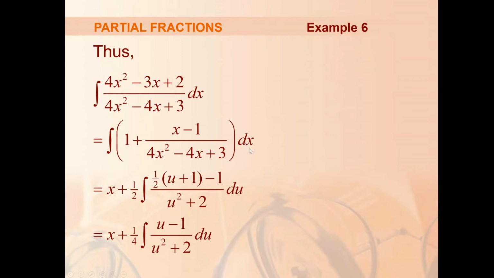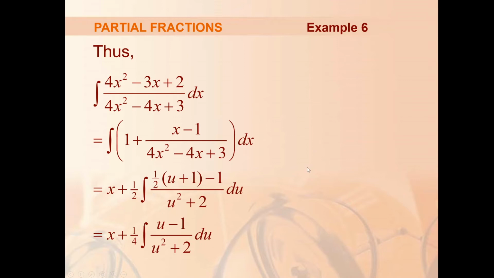And now for the rest of this, we just want to integrate it. The integral of 1 is x. And then the integral of this whole quantity here. Let's try to simplify it a little bit first. We have (u minus 1) over the quantity (u squared plus 2). So 1/2 times 1/2 just gives you 1/4. It's a coefficient. We can always put it out.